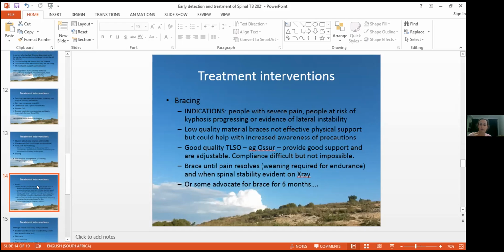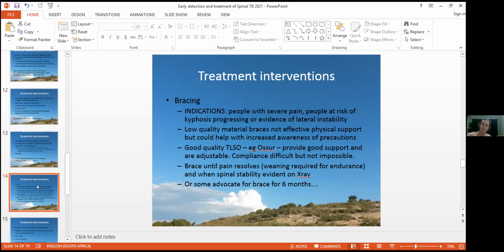They've got multiple level spinal involvement, and they can't get other support from another center, even if you feel like they would be a good candidate for surgical support because of the multiple level or the risk of kyphosis, then those are the ones who would be getting that good quality brace.